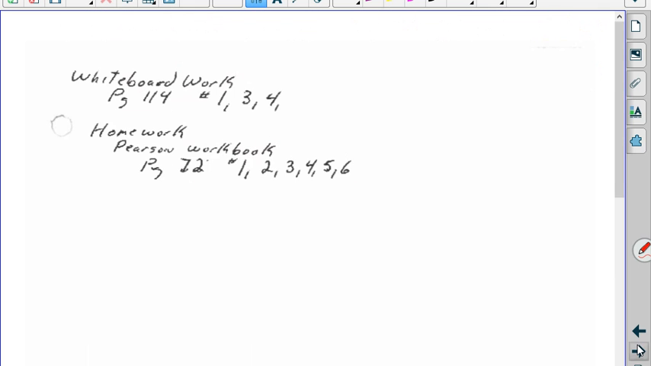I'm going to just go to homework here. So you have some whiteboard work on your textbook, page 114. And then attached to this, you have 6 questions, relatively simple. Just do 1 through 5 once you get to the homework.